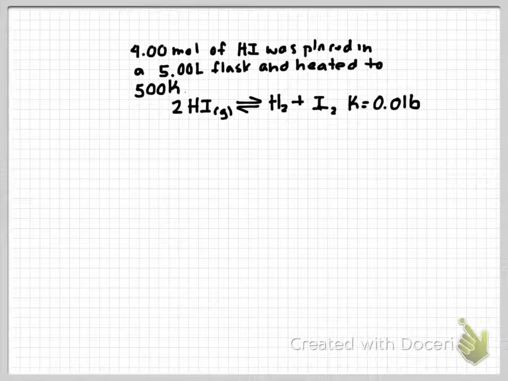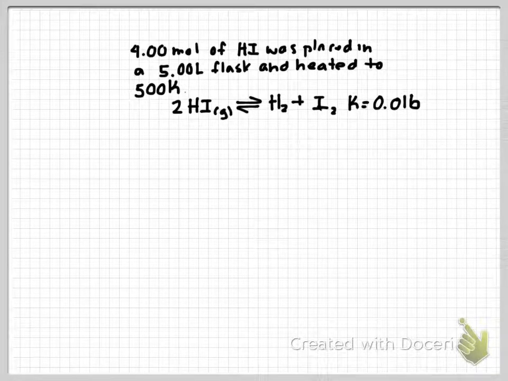The problem I'm presenting to you is 4 moles of hydrogen iodide placed in a 5-liter flask. I'm heating the materials in the flask to 500 Kelvin. The reaction we're looking at is 2 hydrogen iodide gas molecules in equilibrium with hydrogen gas and iodine gas. The equilibrium constant for the reaction was given as 0.016.